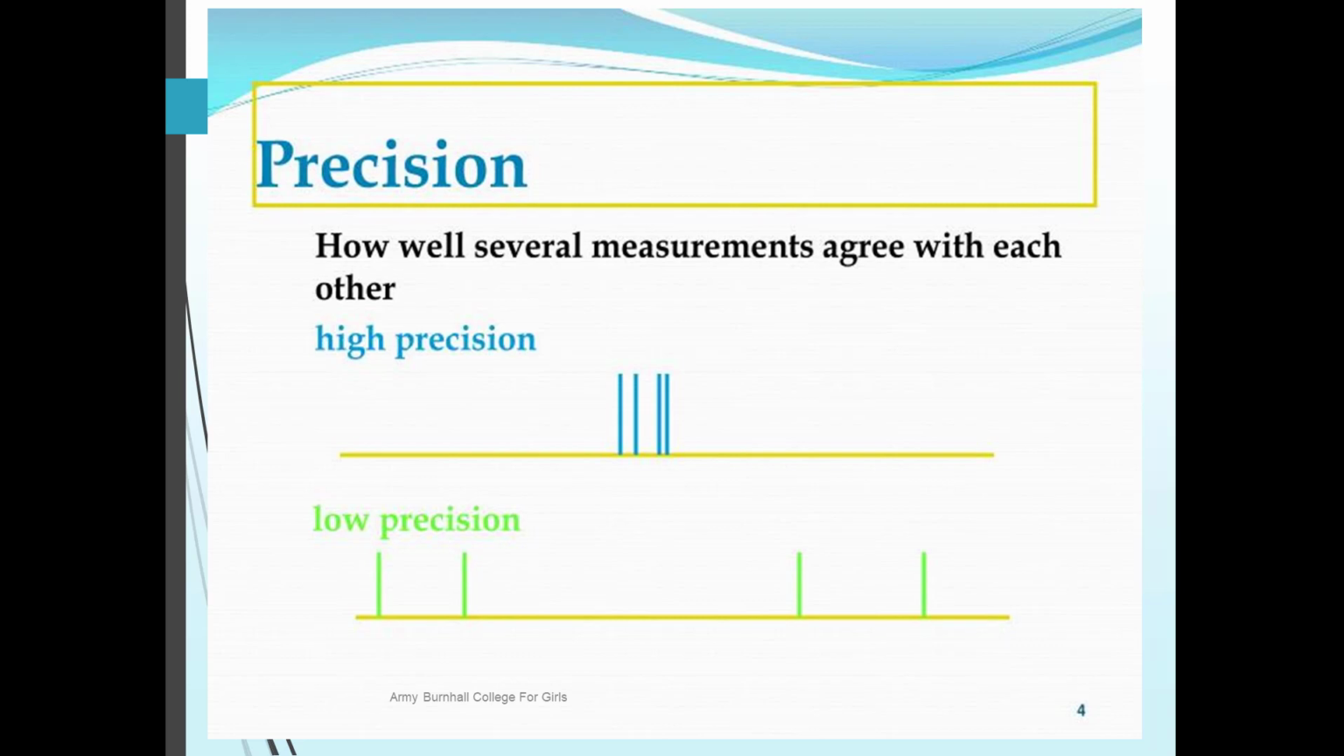So what is precision? Basically how well several measurements agree with each other, how close the values are to each other. You can see over here that high precision means that all the values are close to each other, and low precision means that the measured values are far away from each other. Okay, so precision is closeness of the values.